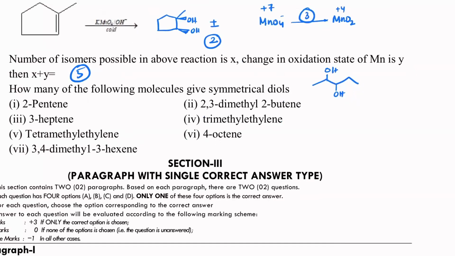In the second case, 2,3-dimethyl-2-butene, correct? In this case, you will get a symmetrical form. Symmetrical diols.